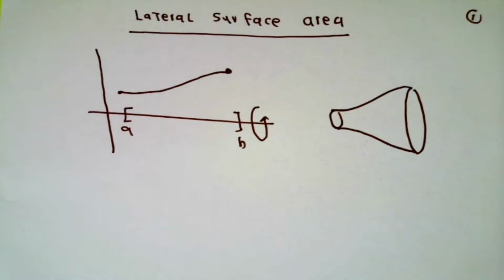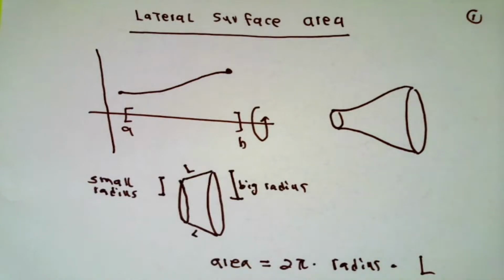In order to get anywhere on this, we need a fact from geometry. Now imagine I have a shape that looks like a right circular cone with the top cut off of it. At the base, I'll have a big radius. At the other end, I'll have a small radius, and the number L is the distance along the side.